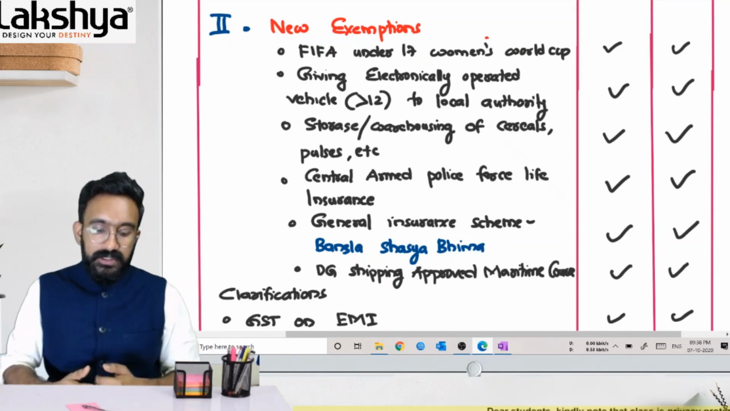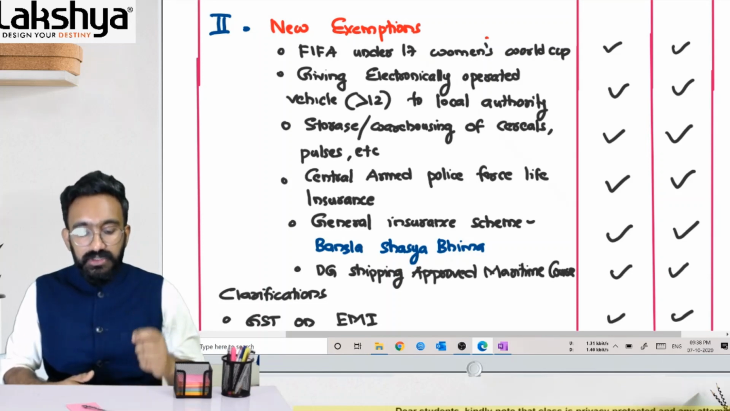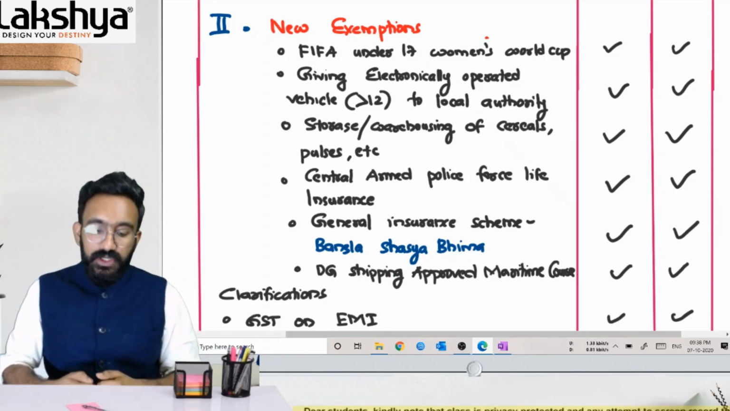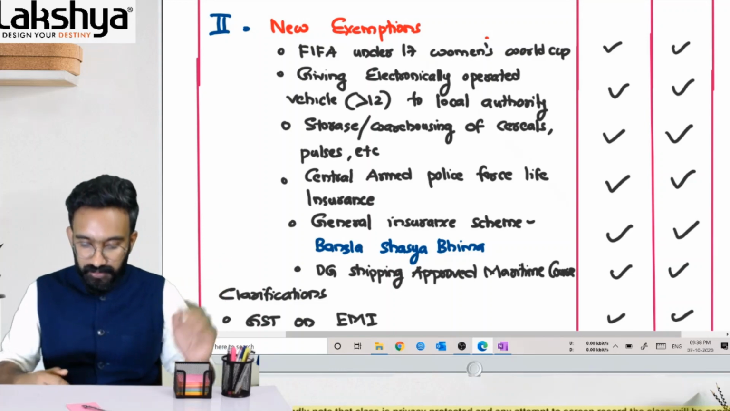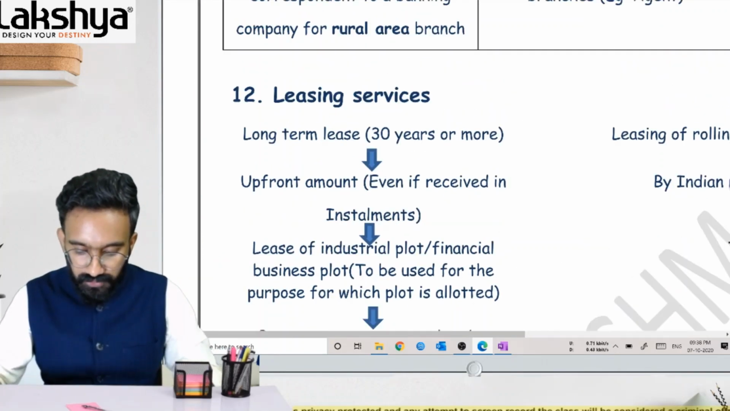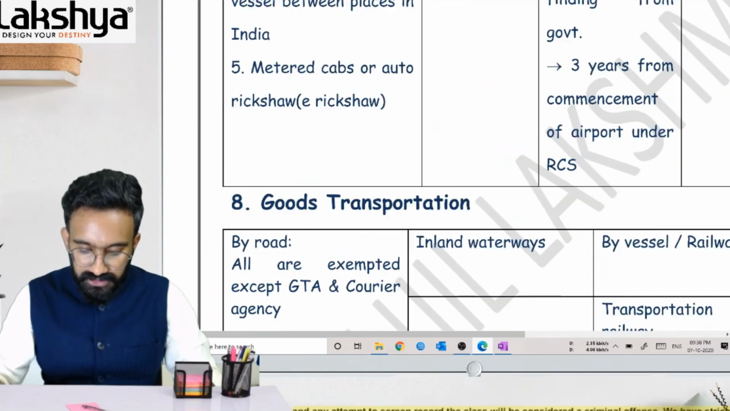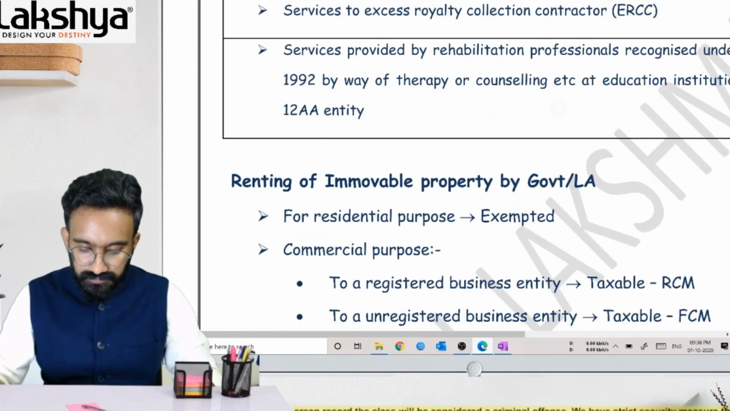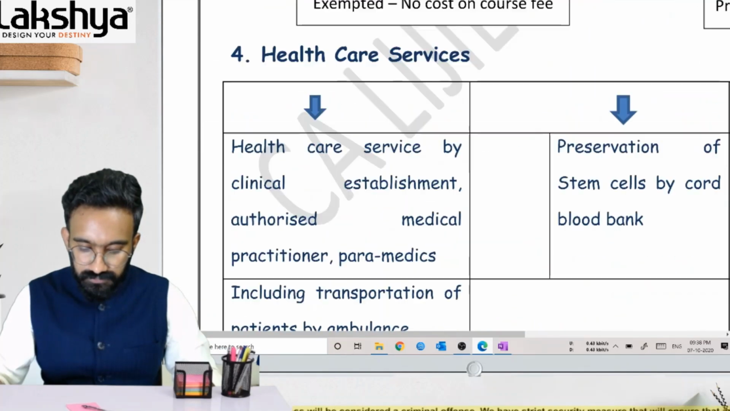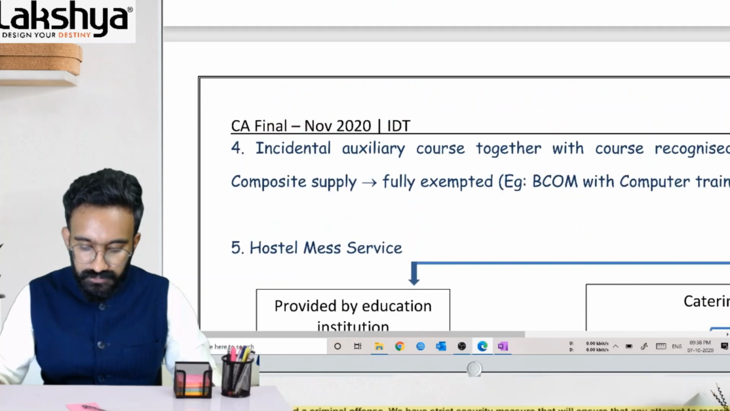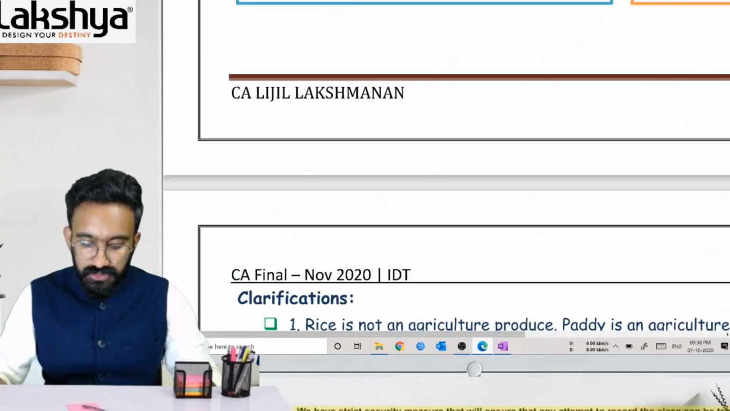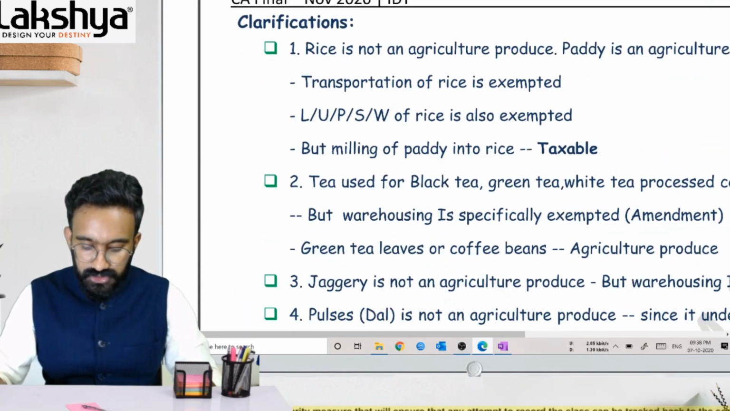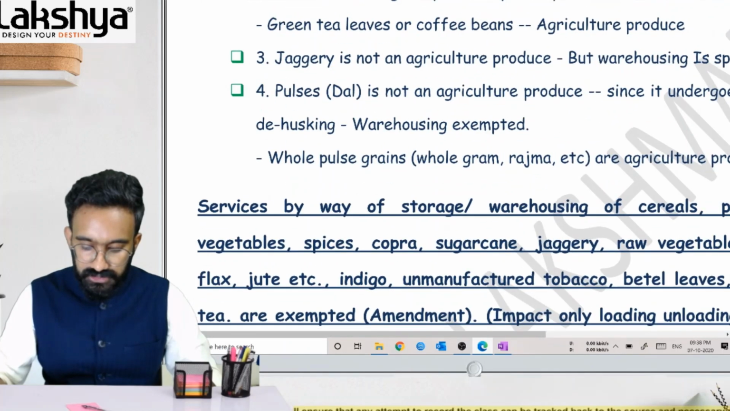Okay, next, there is a set of exemptions that is given on storage and warehousing of a set of products. I will read out the exemption for all of you just to get a full understanding of that. And this particular exemption makes a lot of difference to whatever you have learned earlier.